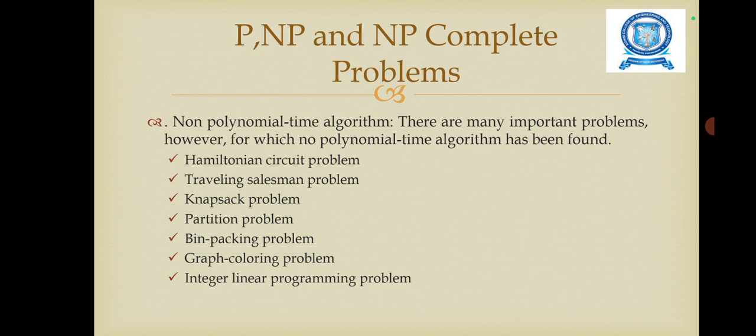The next one is the graph coloring problem. It finds the chromatic number, the smallest number of colors that need to be assigned to the graph's vertices so that no two adjacent vertices are assigned the same color. The last one is the integer linear programming problem. Using this, you can find the maximum or minimum value of a linear function of several integer-valued variables subject to a finite set of constraints.